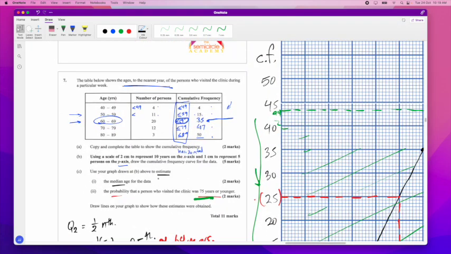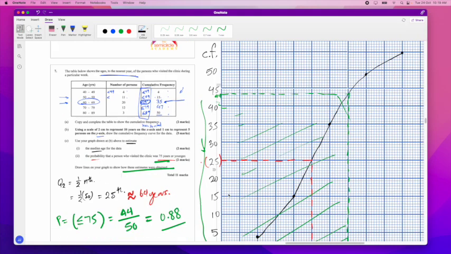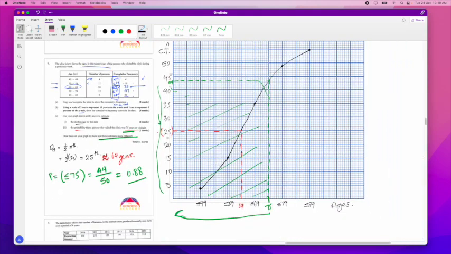And of course, they say here to draw the lines on your graph to show how these estimates were obtained. And yes, the lines are there. Of course, you didn't have to do the shading. It's not the shading that they're looking for. Oops, I erased my thing. It was just those lines, the red line and the green line. That is what they will be looking for.